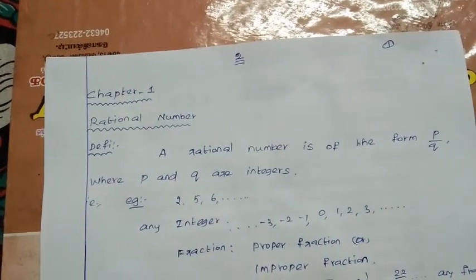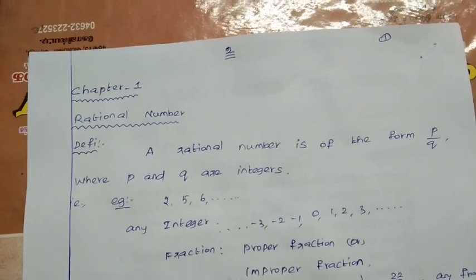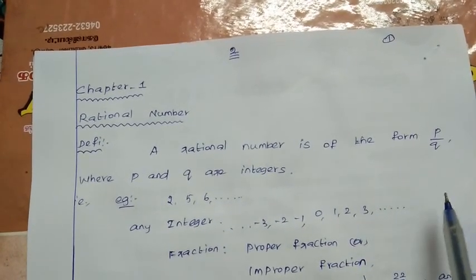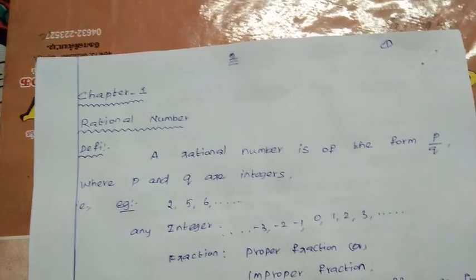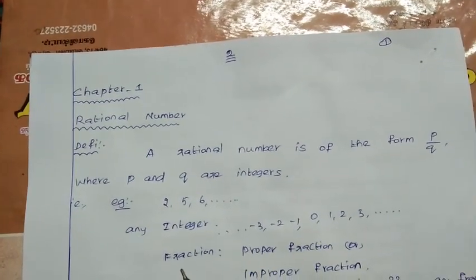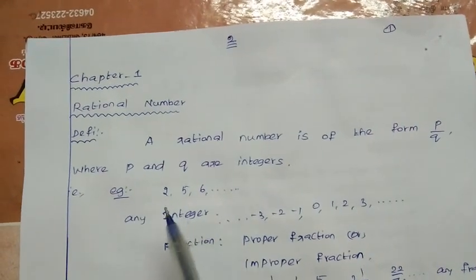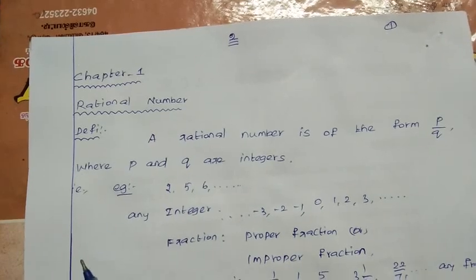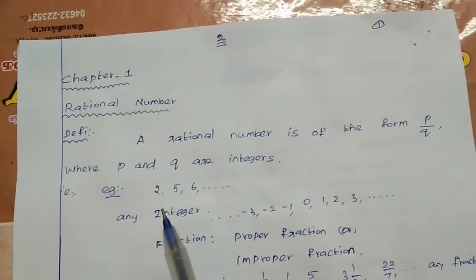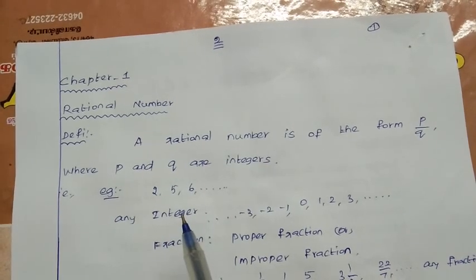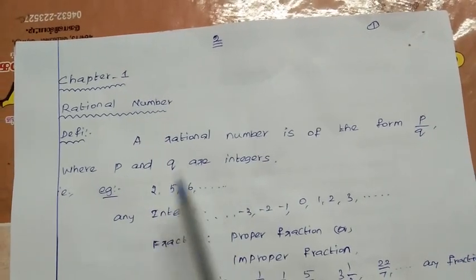Just to recall, integers are of the form 0, 1, 2, 3, 4, 5, 6 up to any number, and also negative numbers: minus 2, minus 3, minus 4, minus 5 and so on. So any number, 2, 5, 6, any positive, any negative, and 0, they are all rational numbers. So directly we can tell integers are in p by q form.